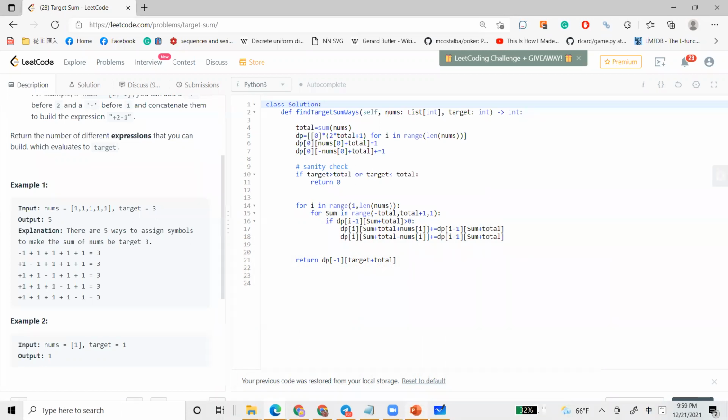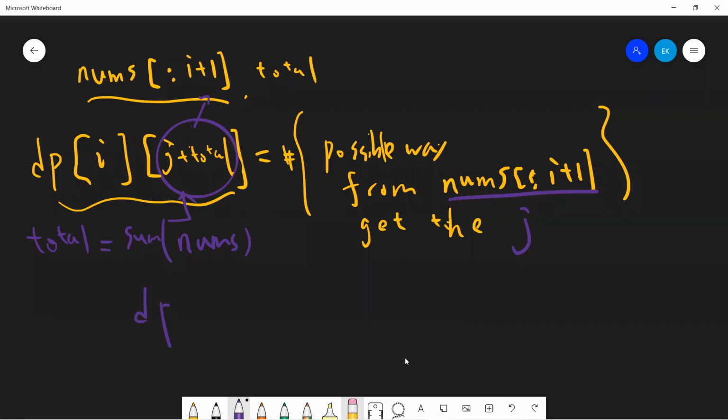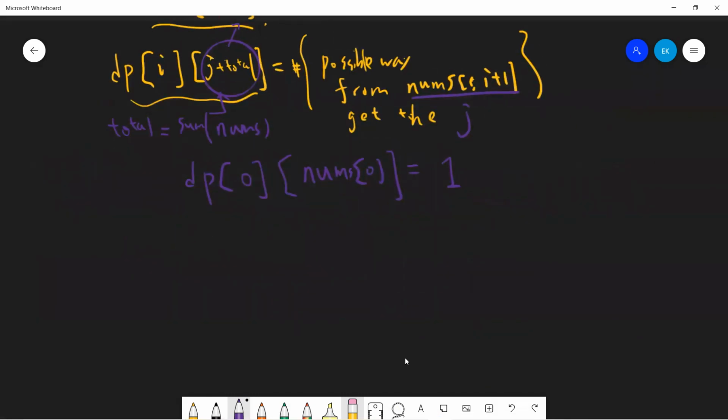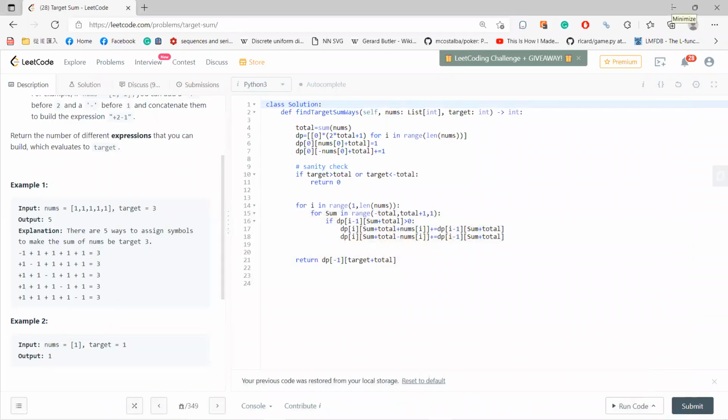And what is the boundary condition? When I is 0, you only get the first number. So you can get nums of 0, which is 1, very simple. But you can also do negative nums of 0. Remember, this is not necessarily 1, because nums of 0 may be 0, so you add 1 there. So we get the boundary condition here.